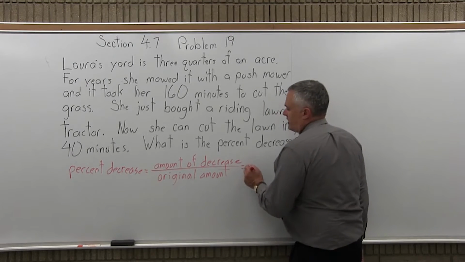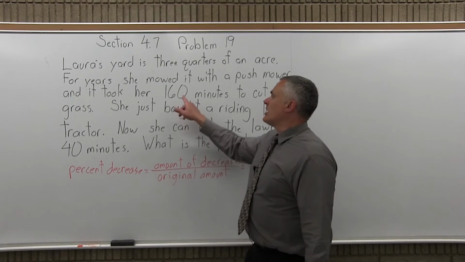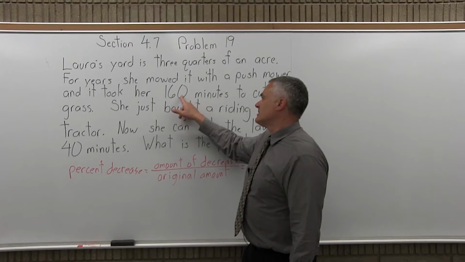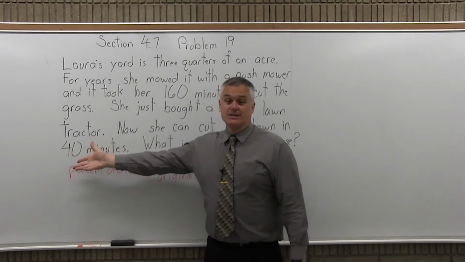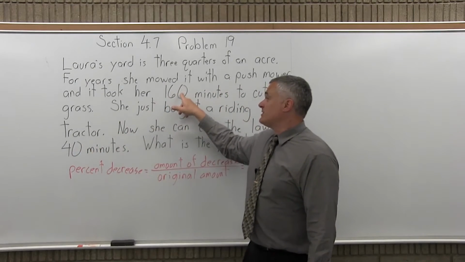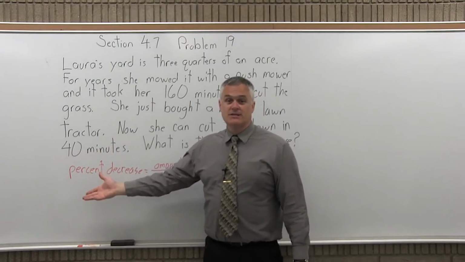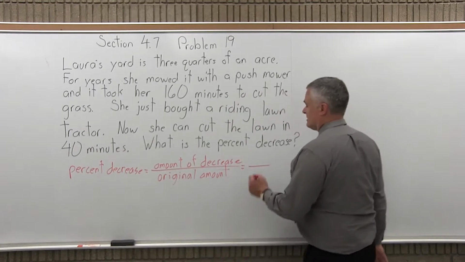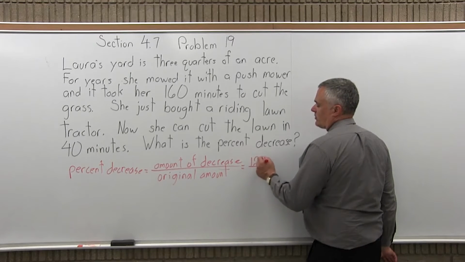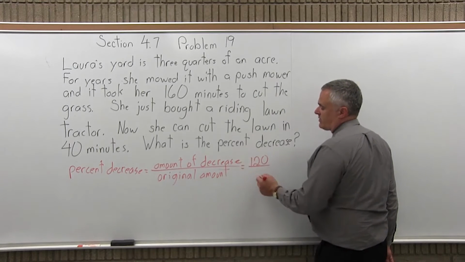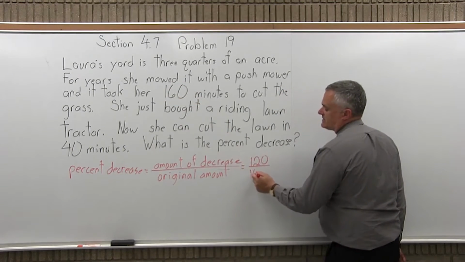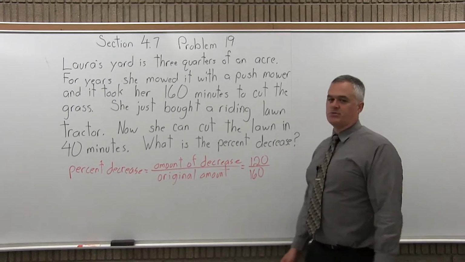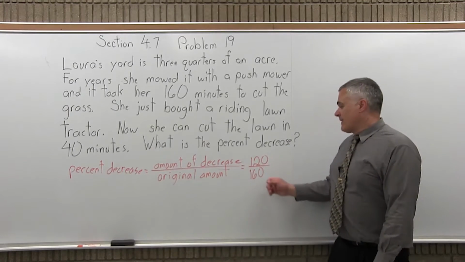So the numerator, the amount of the decrease, you're going from 160 minutes, so that's somewhere around 2.5 hours, to 40 minutes. That's a good decrease. So how much of a decrease is that? That's 120 minutes decrease in time savings. So the amount of decrease is 120 over the original. The original amount is it used to take her 160 minutes to cut the lawn when she had a push mower. So that's the answer.